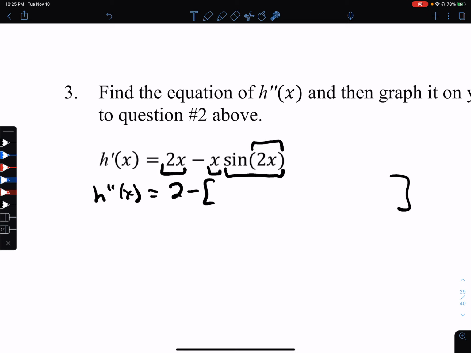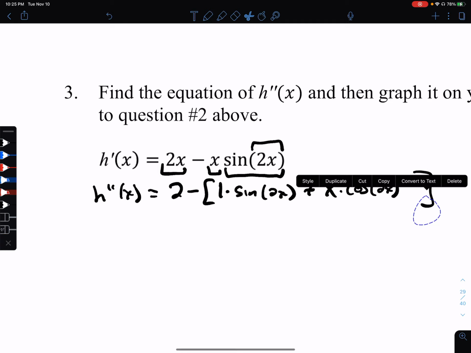The product rule, take the derivative of the first, which is going to be 1, times the second, sine of 2x, plus the first, x, times the derivative of the second. This is going to be the chain, so the derivative of the outside is cosine. Inside stays the same. Since it's the chain, we then multiply it by the derivative of the inside. The derivative of 2x is 2.